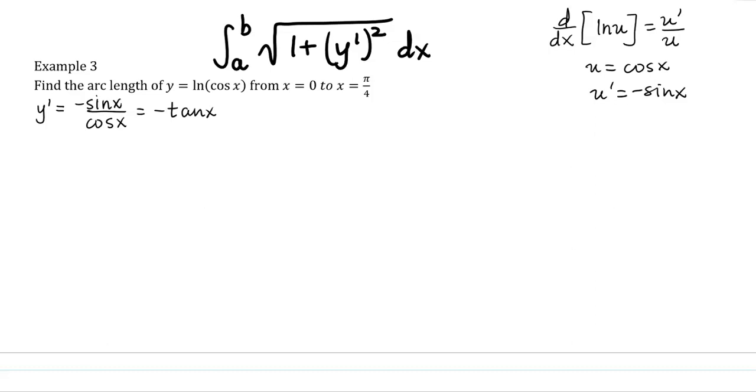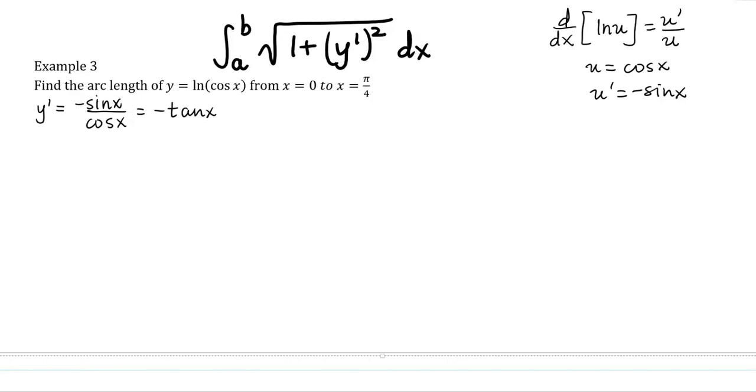Let's go ahead and square y prime and add 1 to it. By the way, we don't have to worry about things not being differentiable on the interval like we did the last time, because tangent will be continuous until we get to pi over 2. So we definitely are on an interval where our function will be differentiable. The derivative does exist.